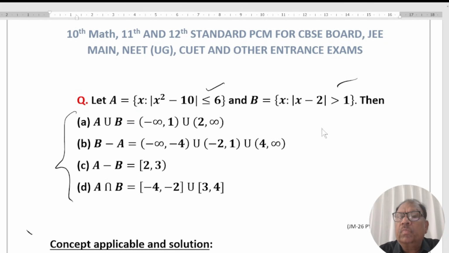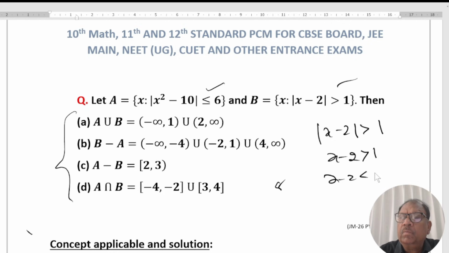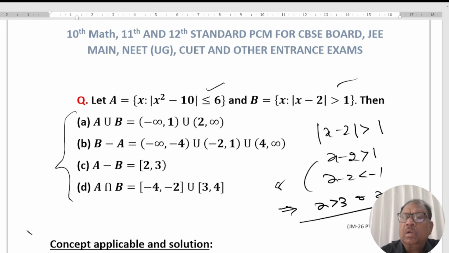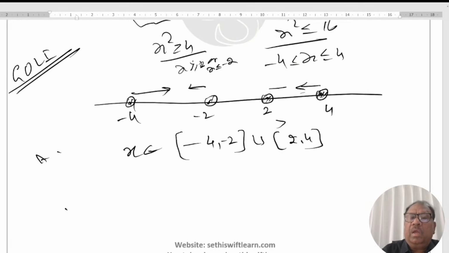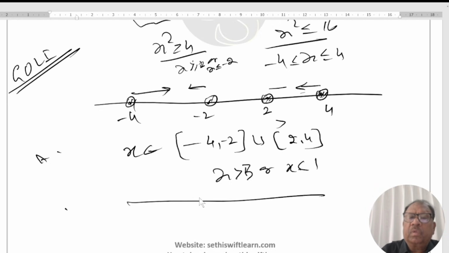mod x minus 2 greater than 1, ye open interval ke saath rahega, means x minus 2 greater than 1 and x minus 2 less than -1. Ye nikal ke aaya x greater than 3 and x less than 1, x greater than 3 or x less than 1, means this is 1 open interval, this is 3, either go this side or go this side.